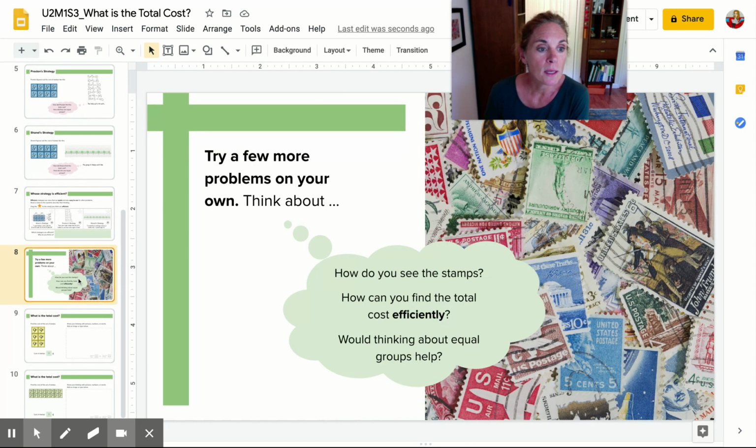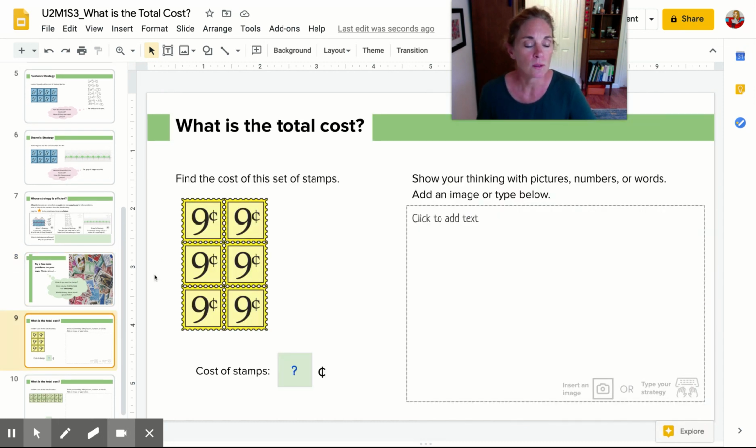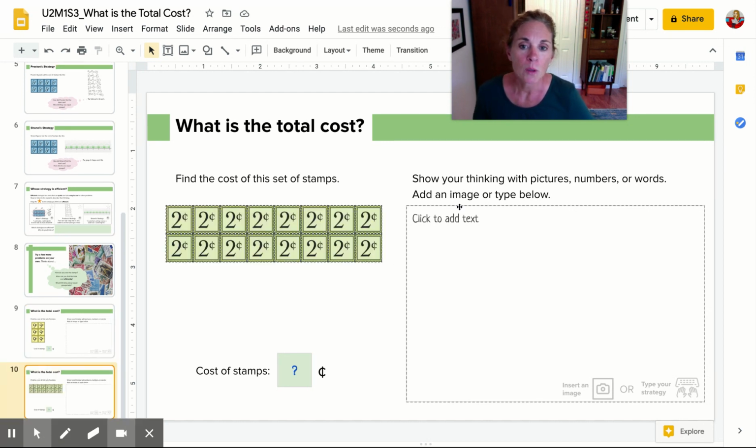Then you're going to think about 2 more problems. So in your slide deck, there are 2 more stamps. So how do you see the stamps? How can you find the total cost efficiently? And would thinking about equal groups help? So here's the first problem, and here's what the second problem looks like. So would it help in either one of these to think about equal groups?